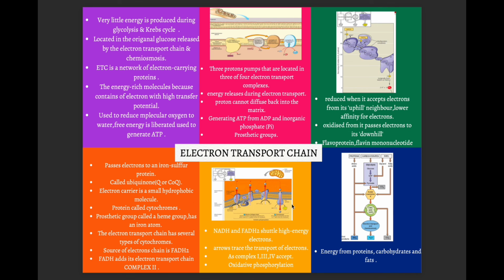The next part is chemiosmosis, which couples the electron transport chain to ATP synthesis. The point is that NADH and FADH2 shuttle high-energy electrons. The second point is that the arrows trace the transport of the electrons. The third point is that complexes 1, 3, and 4 accept them. And the last point is oxidative phosphorylation.